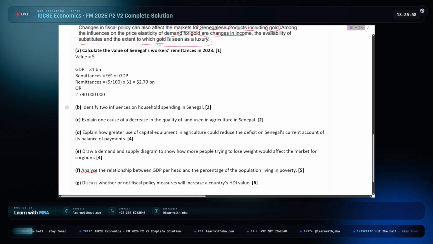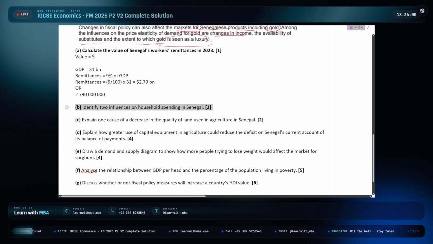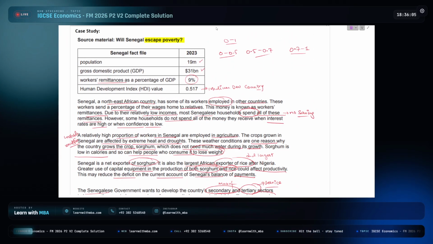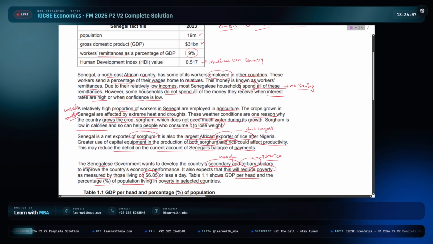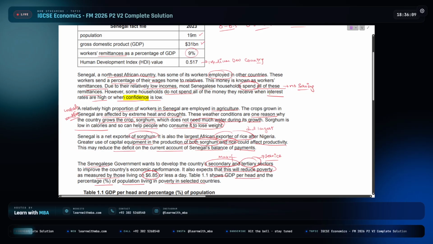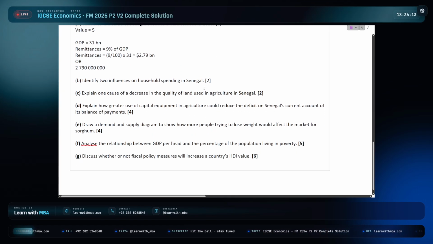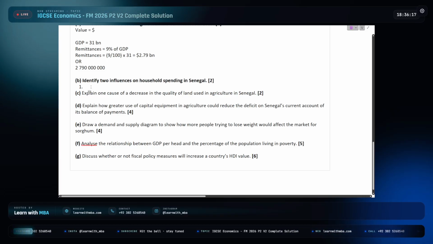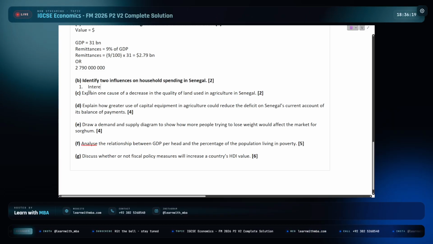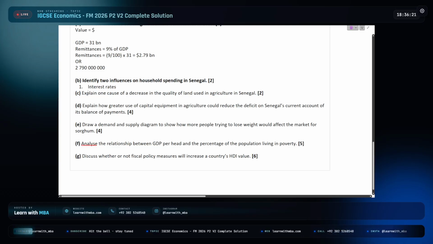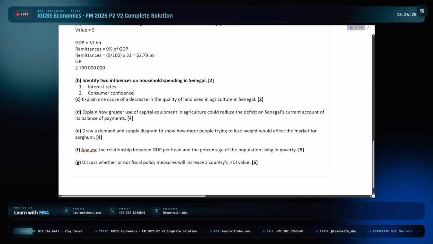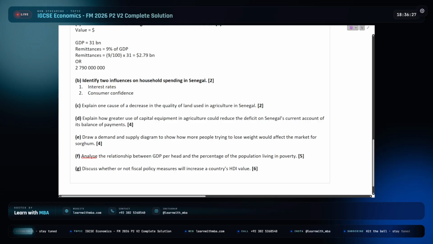Then it says identify two influences on household spending in Senegal. If you go back up, the case study categorically mentions two. One was the confidence, and the other was the interest rates, right? So when it says identify two influences, you don't need to explain them. So just list them down. So interest rates and consumer confidence, right? So this is your 2 marks.